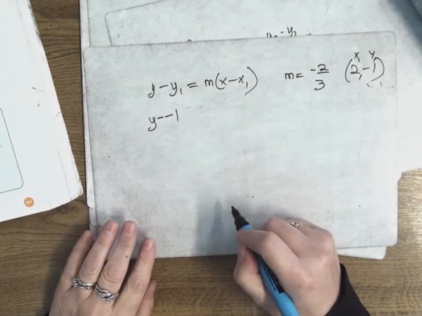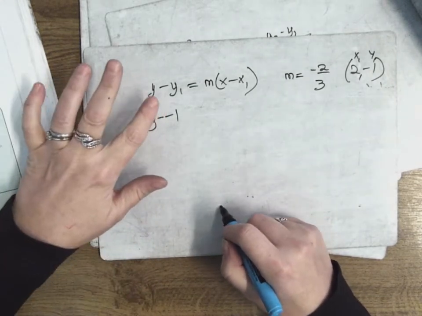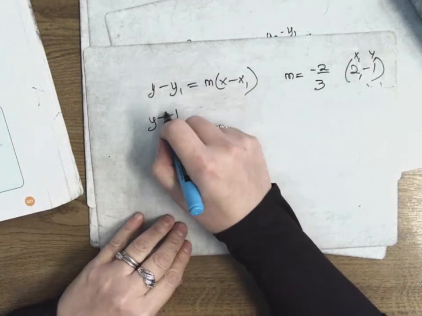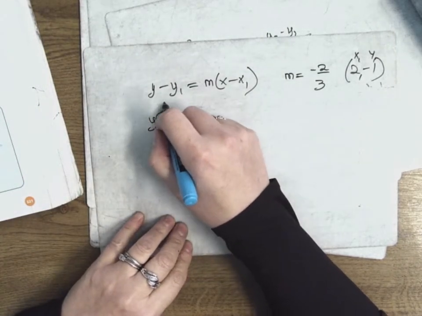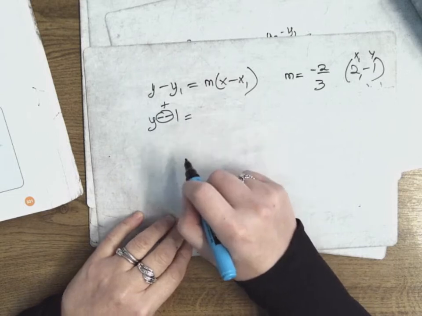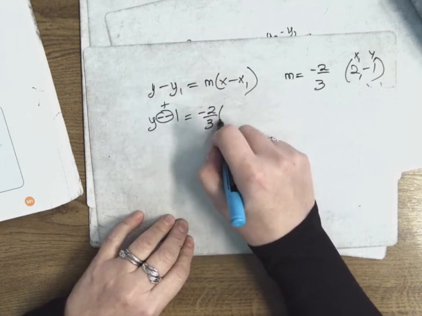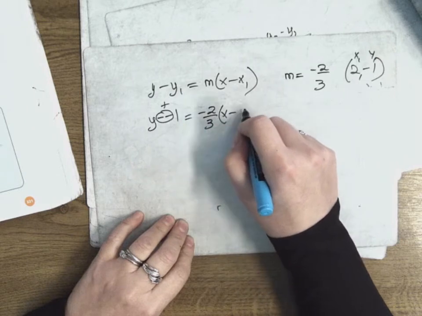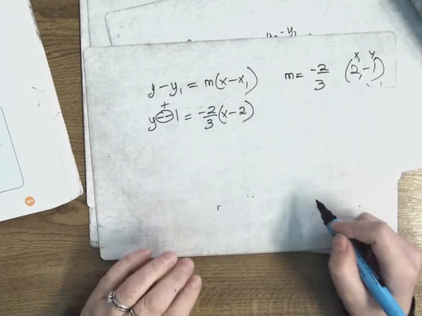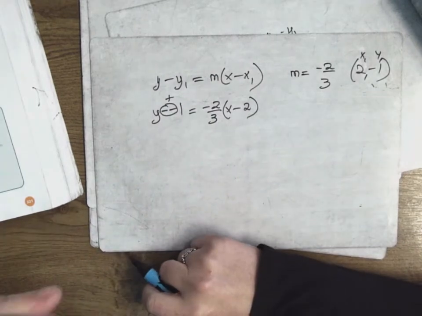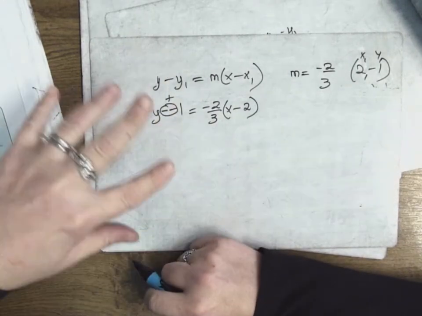So you get y - -1. Does everyone see where those two minuses came from? The first minus is the formula, the second minus is part of y1. So 2 minuses in a row will give me a plus. Equals m, which is -2/3, into x minus 2. Now, that will get you full marks, but sometimes they'll ask you to use it to do something else, so you have to be able to sort it out.